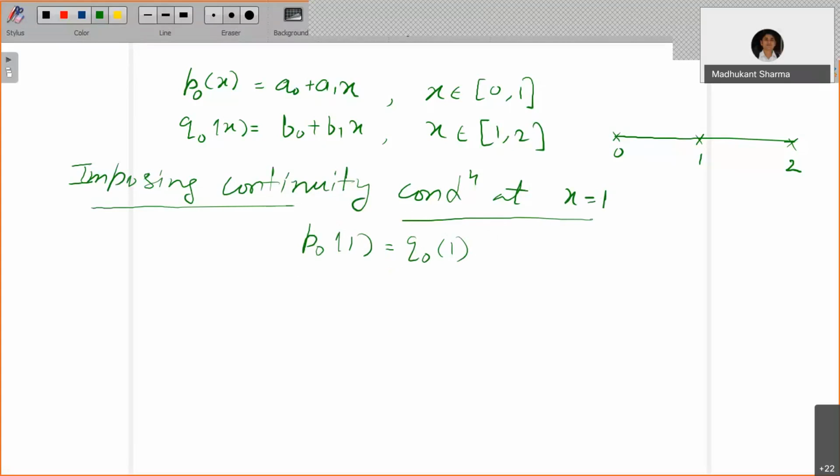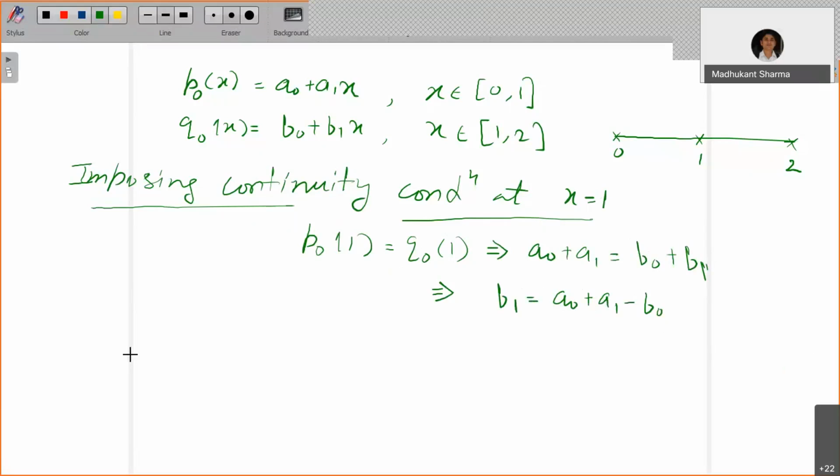So if you impose this condition, what you will have is a0 plus a1 is equal to b0 plus b1. Now what will happen here? Once you impose this continuity condition, from here b1 equals a0 plus a1 minus b0. So only 3 arbitrary constants now. So 1 degree of freedom is gone.